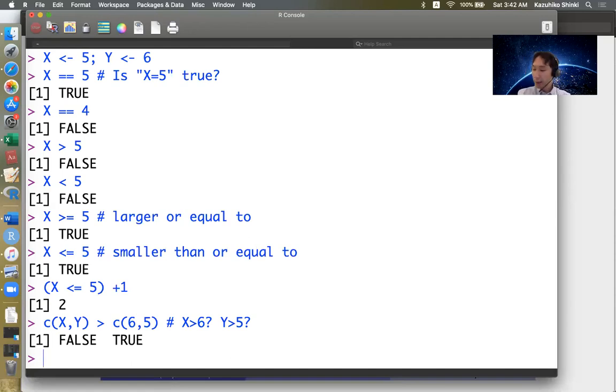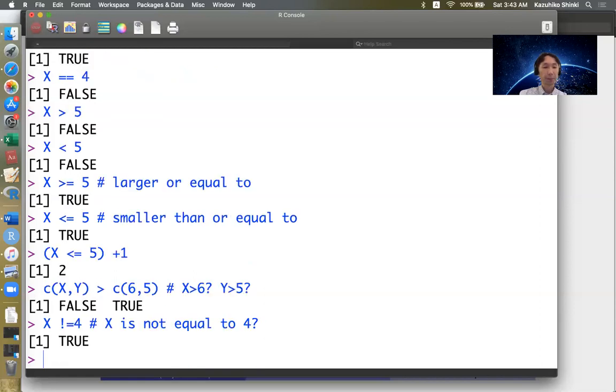So the next topic is AND, OR, XOR, and NOT. Oh, before that, we will have to discuss another one. X is not equal to something, and NOT is represented by an exclamation mark. Then x is 5, so actually it's not equal to 4. So this output should be true, and actually true.